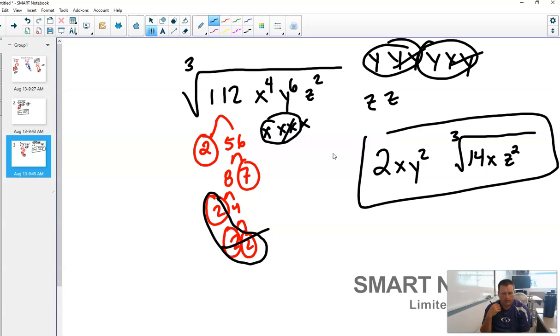So again, just to recap, your variables you just treat like however many there are, and you pair them up or group them up in groups of 3. If I'm dealing with a cube root, I've got to have groups of 3. If I'm dealing with a 4th root, groups of 4. Okay, so on and so forth.